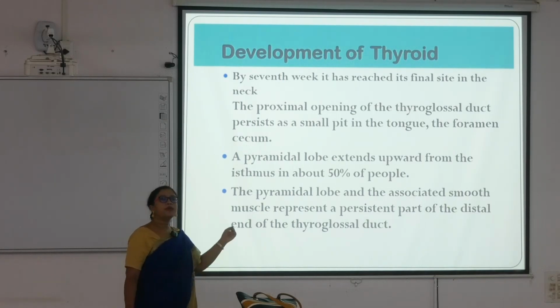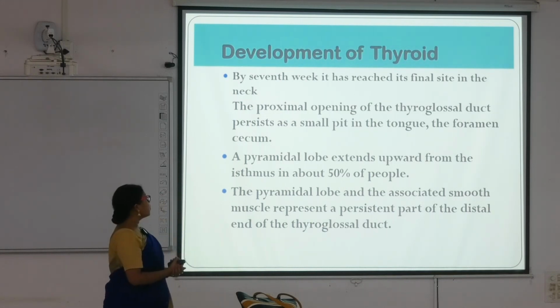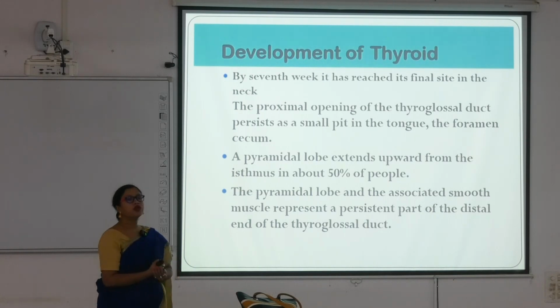So what about the pyramidal lobe? Just now I have discussed, you will get it at the superior margin of the isthmus. There is a small triangular lobe. So where is it coming from? It is present in only 50% of cases. Okay.